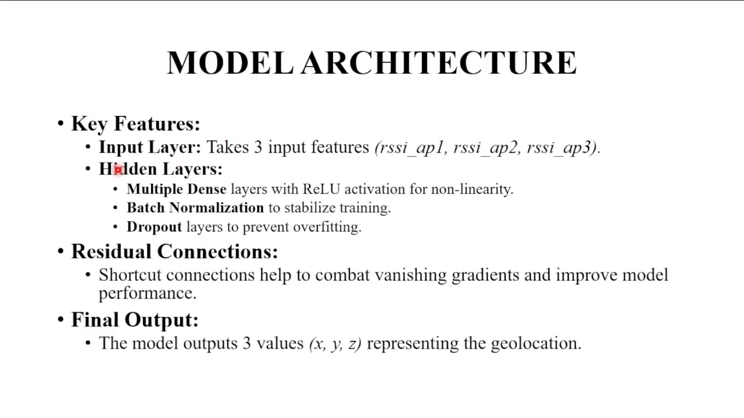The model architecture was an input layer which had the three input features, the RSSI values. Then multiple dense layers, batch normalization, and dropout to prevent overfitting. Then the residual connection to improve the model's performance. And then the final output, which outputs three values X, Y, and Z, representing the geolocation.